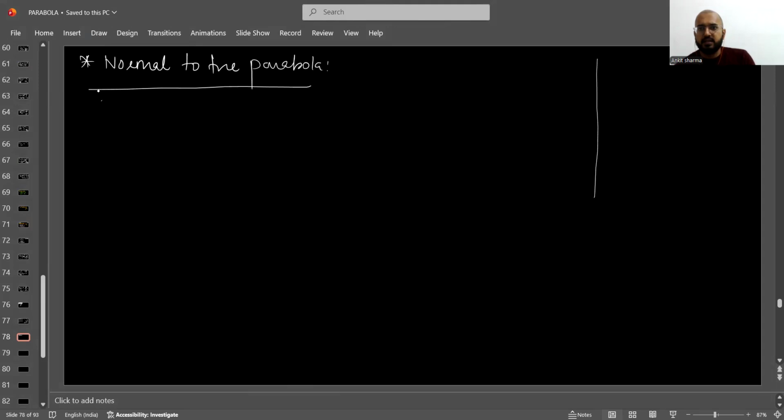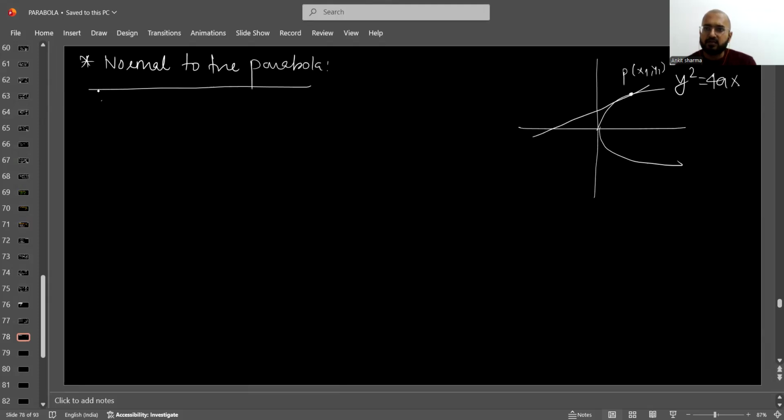So let's say I have a parabola y square is equal to 4ax. And now I have a point here, say P, so this is x1, y1. And now I have a tangent also at the point P. So a line which is perpendicular to the tangent at the point of contact is said to be the normal. So we'll write the definition here.